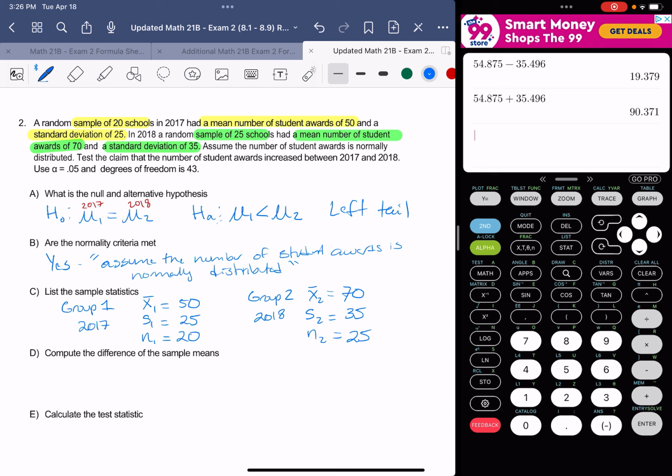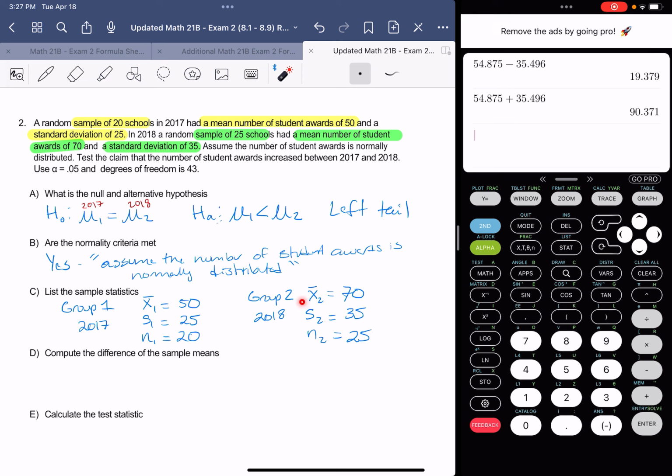Okay, part D. Compute the difference of sample means. What does difference mean? Subtract. And of all of our info here, which ones are the sample means? The X bar. X bar is the sample mean. So it's just telling you to take these two data values and subtract them. Subtract X1 bar minus X2 bar. So that'll be 50 minus 70, and that gives us negative 20.